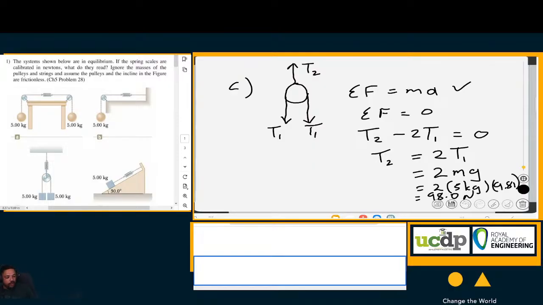Everyone happy so far? Okay, so the force on T2 is equal to 98,0 newtons. Now, this is the type of problems you're going to see in your exam and class tests. Okay, so moving on.